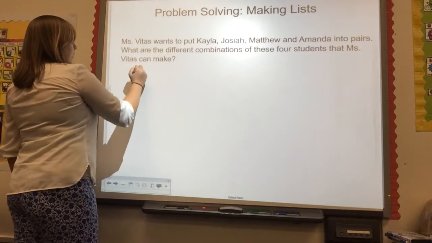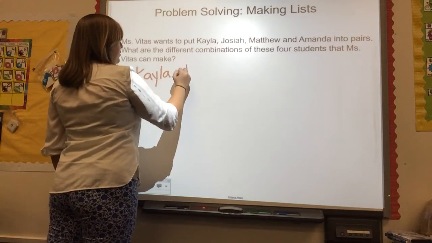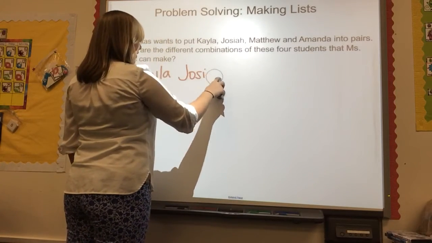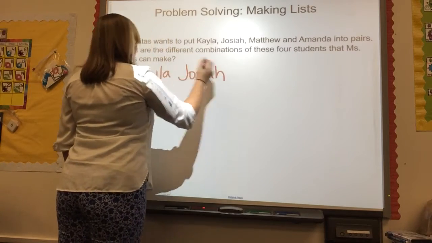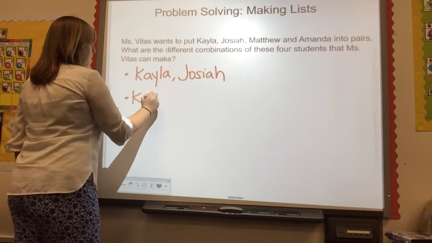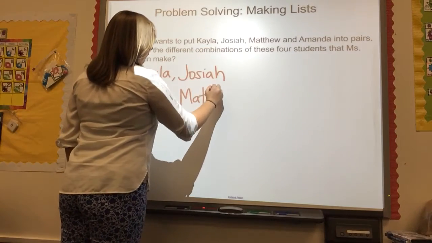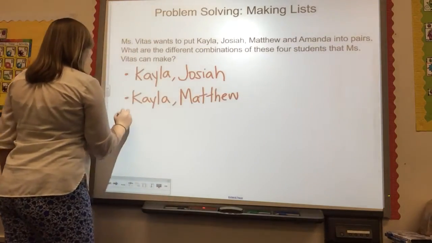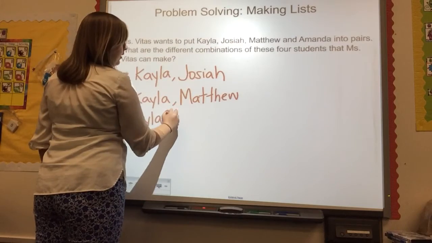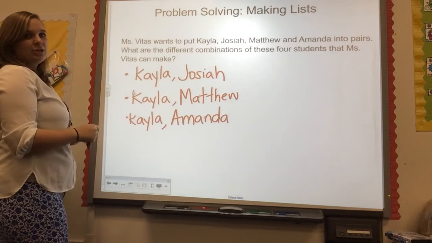So let's start with Kayla. One of Kayla's partners can be Josiah. Oops, I'm sorry, Josiah. I almost forgot how to spell your name. Okay, so there's one pair I could do. Who else could go with Kayla? Kayla could then go with Matthew. And there's one more way that we could do Kayla. Kayla can also go with Amanda. Okay, so these are all the different combinations with Kayla.